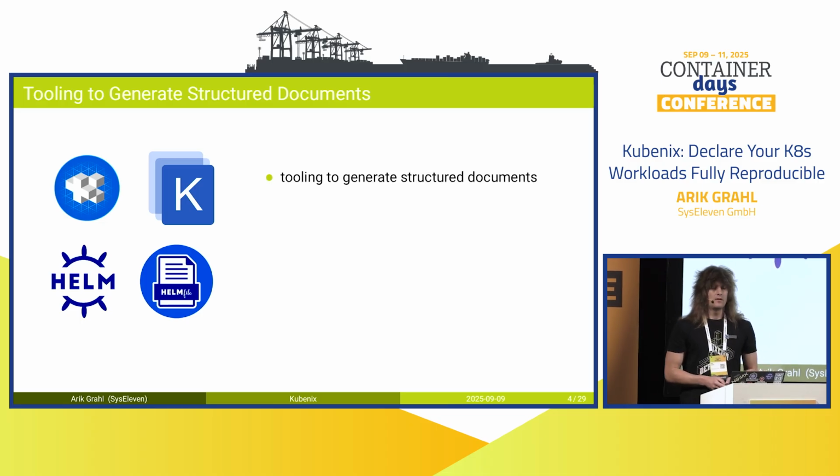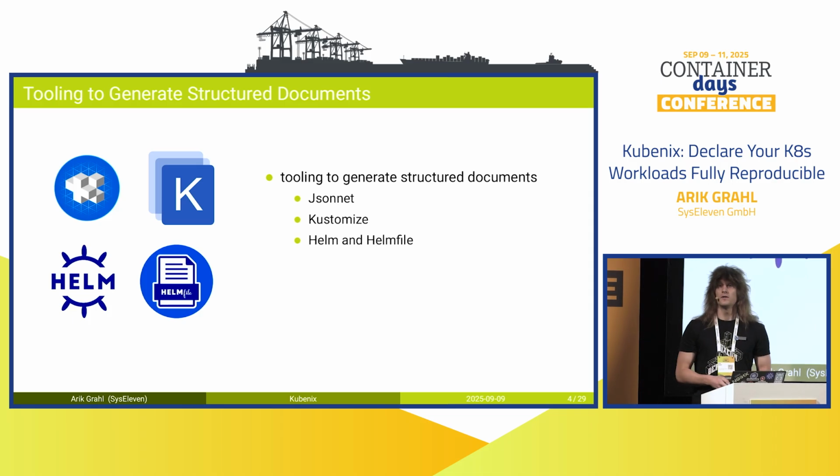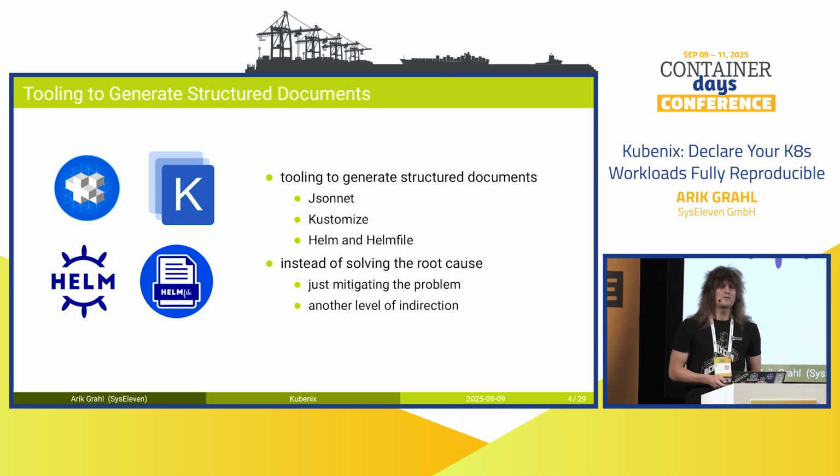In response, the ecosystem has sprouted a variety of tools for generating YAML and JSON. Jsonnet, Kustomize, Helm, Helmfile, you name it. But a critical observation: most of these tools don't solve the underlying problem with plain YAML. Instead, they offer mitigation strategies, essentially layering more abstraction and indirection on top, often introducing entirely new classes of issues. It's a bit like patching leaks in a boat instead of building a better one.